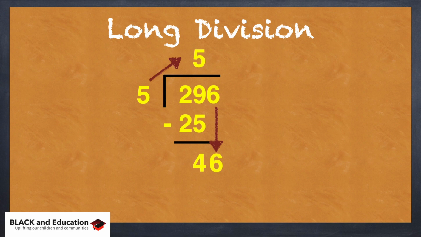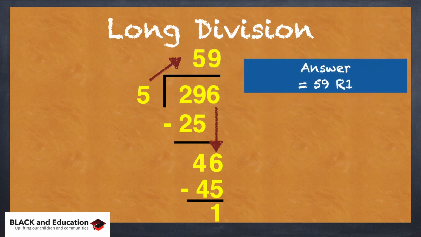So now we have to say, how many times does 5 go into 46? We know that 5 goes into 46 at least 9 times, because 9 times 5 is 45. And when we subtract 45 from 46, we're going to get a remainder of 1. So essentially our answer becomes 59 with a remainder of 1.